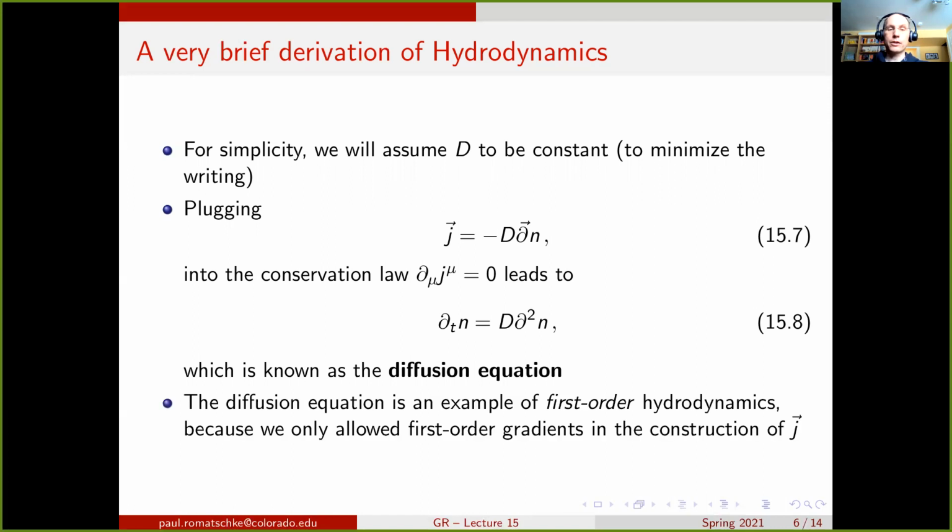Note that the diffusion equation is an example of first order hydrodynamics, in the sense that hydrodynamics is just the long time limit that comes out of an EFT framework, in this case for charge. And it is first order because it is only first order gradients that we allowed in the construction of j. So here we said that j is equal to the first order gradient of n, and that's why it's a first order treatment.